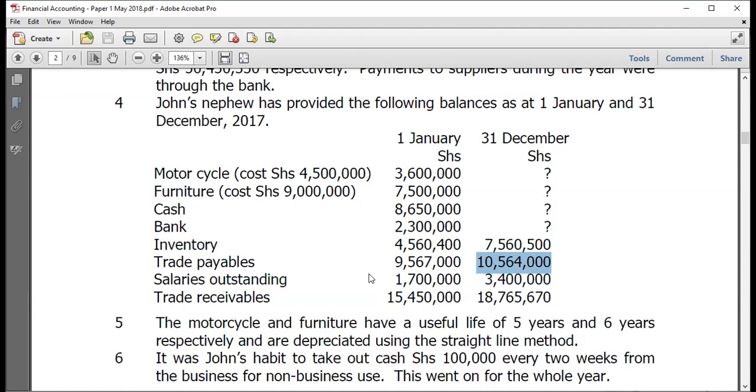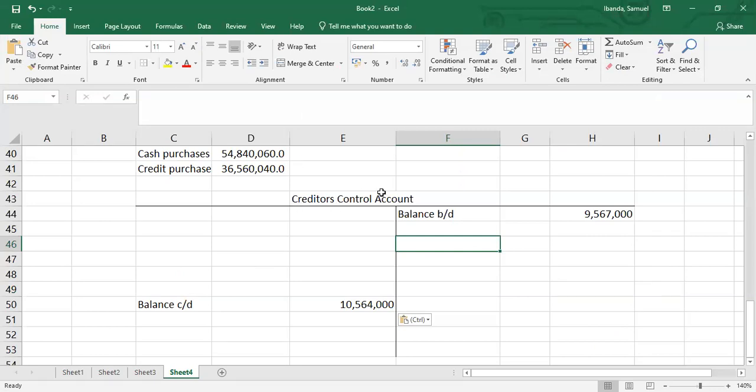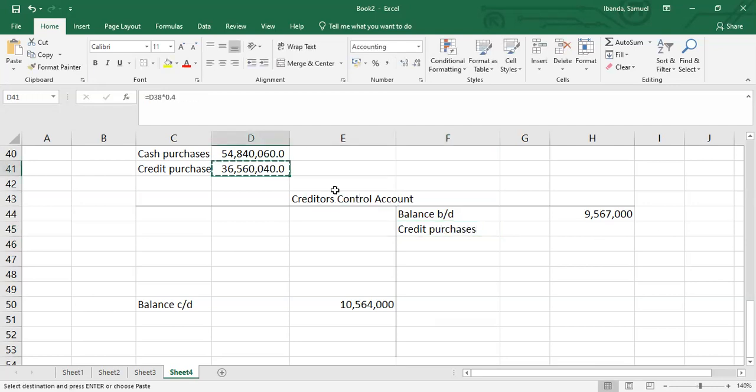With that, I'll now proceed just like the way I did with the debtors control account. After I've put the balances, my question was to look for things that increase creditors and things that reduce creditors. Things that increase creditors are more credit purchases. So the credit purchases will be here, and that is the key reason why I looked for this figure. So I'll include it right there. The credit purchases also appear under your control account, so that is why I'm including that value there.